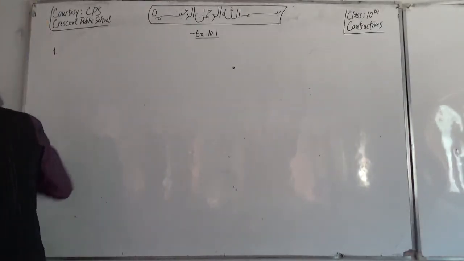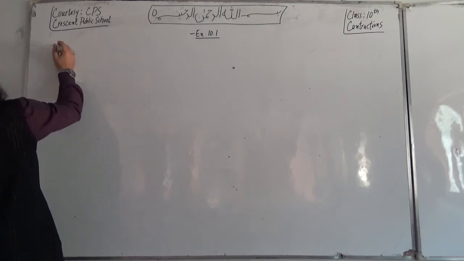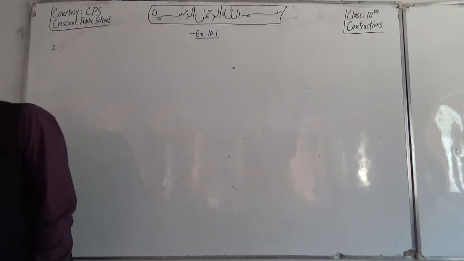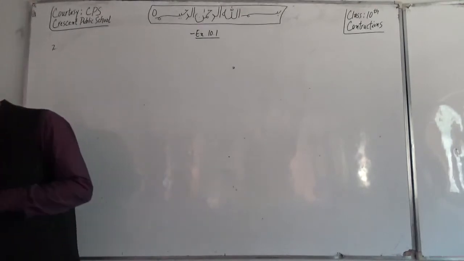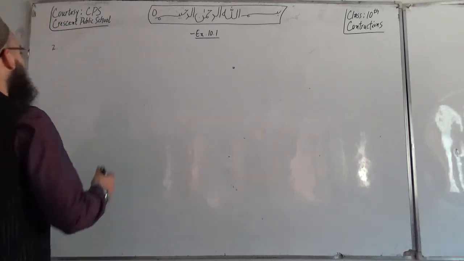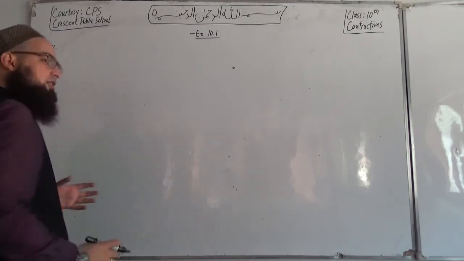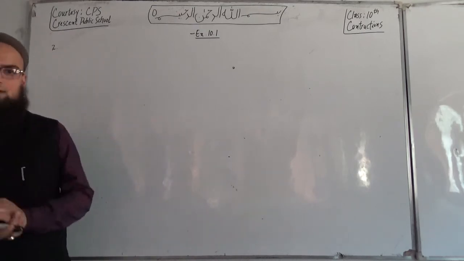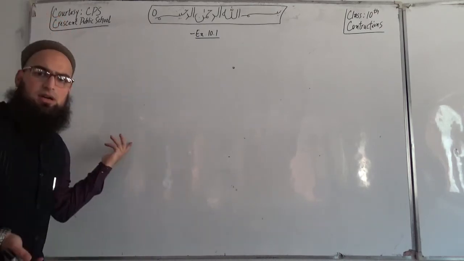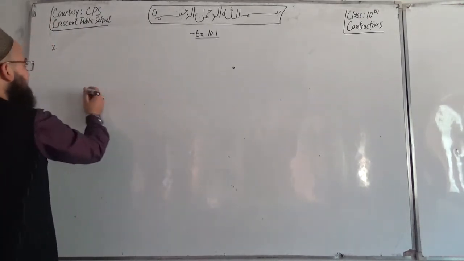Then let's have question number 2. Question number 2 says, construct a triangle of sides 4 centimeter, 5 centimeter and 6 centimeter. Then construct a triangle similar to it whose sides are 2 by 3 of the corresponding sides of the first triangle. First of all we'll construct a triangle of sides 4, 5 and 6 centimeters. It's simple, you know how to construct a triangle with given sides. You have already learnt that in your elementary classes, so I'll just go quickly.